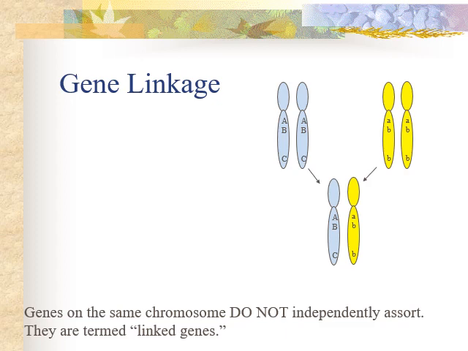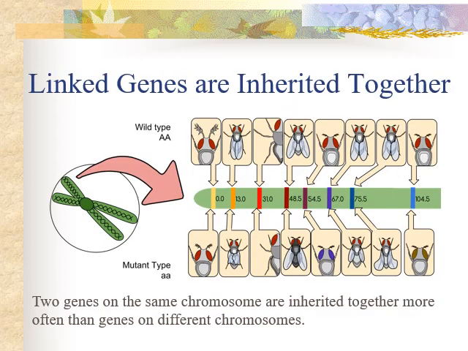Another concept I want to cover is gene linkage. Genes that are on the same chromosome do not independently assort. They are linked together. They're held together by basically a chain. So if you have two genes, A and B, and they are on the same chromosome, they're going to travel together. So you're not going to see complete independent assortment like you do with the other dihybrid crosses we've done so far. They tend to come together, they're inherited more often than not with each other.